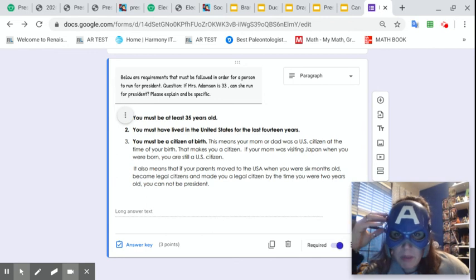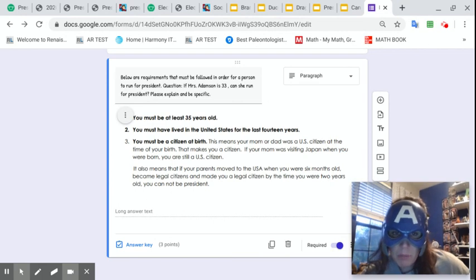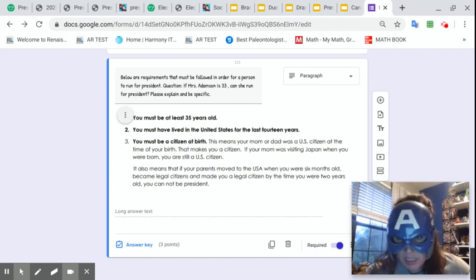This means your mom or dad was a citizen at the time of your birth. That makes you a citizen. If your mom was visiting Japan when you were born, you are still a U.S. citizen. So if your parents were visiting somewhere and they had you out of the United States, but they lived in the United States, well, that's okay. Maybe they were taking a trip. But let's say you were born in Japan and you're a Japanese citizen. Well, you don't get to run for president, okay?